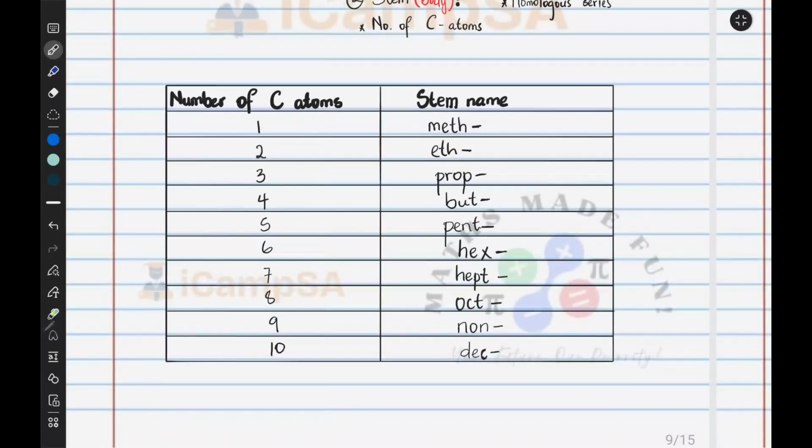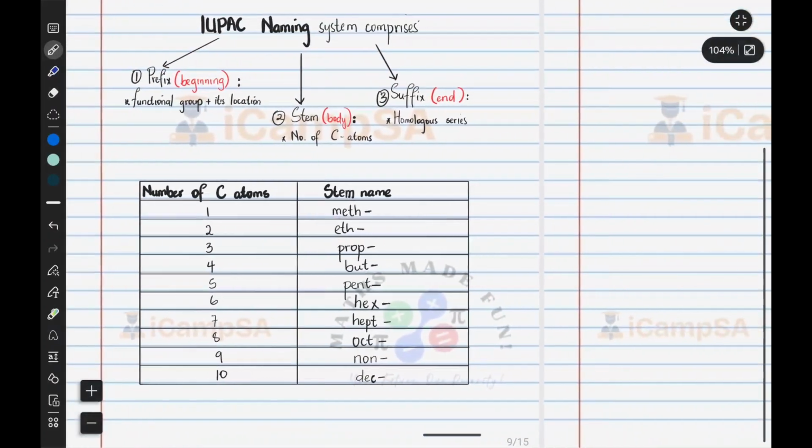So like I said, when the number of carbon atoms is above 10, we usually do a condensed structural formula because it becomes a repetitive thing, right? And we won't really focus on anything larger than 10 for grade 12, right? So this is what we will do for now, 1 to 10. So 1 meth, 2 eth, and so on until dec.